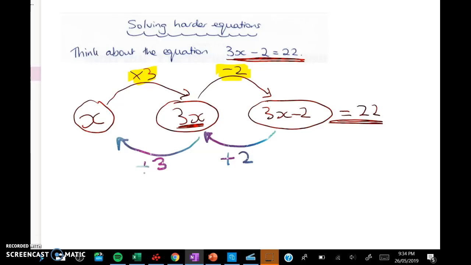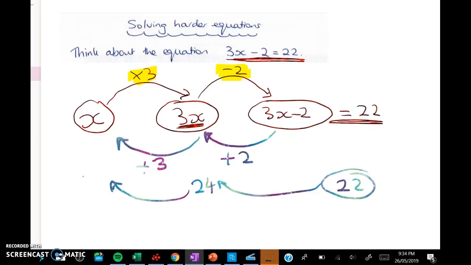So we started with 22, right? So 22 was kind of the answer to my expression or equation. And I added 2, so that gets me to 24. And then I divide by 3, and that gets me to 24 divided by 3, which is 8. But we don't want to have to draw bubble diagrams like that. We'd like to be able to do that algebraically.